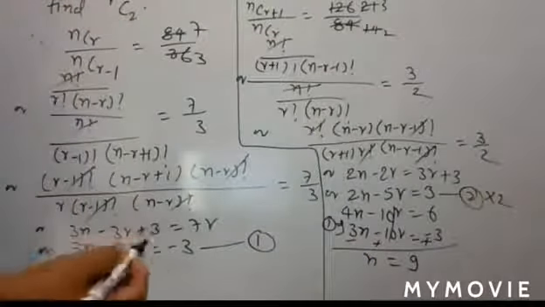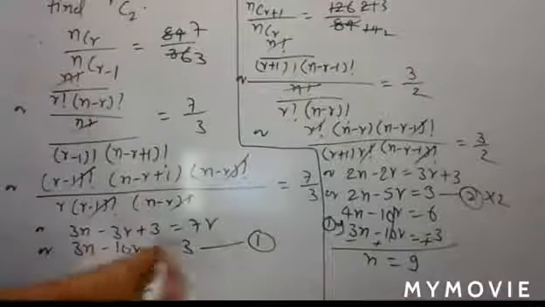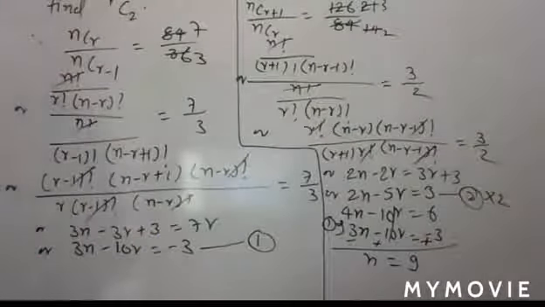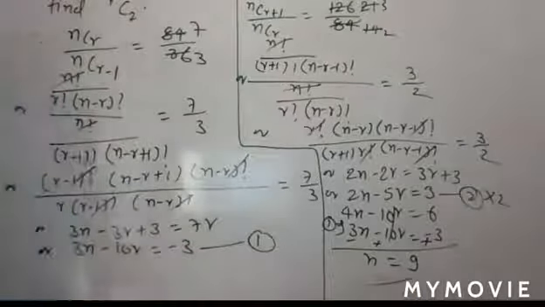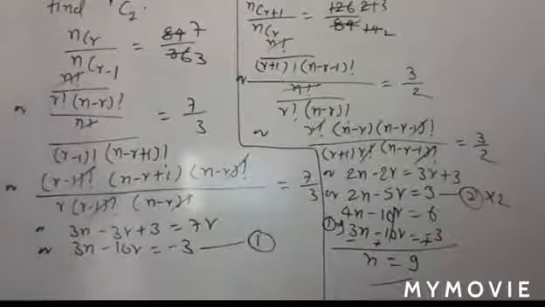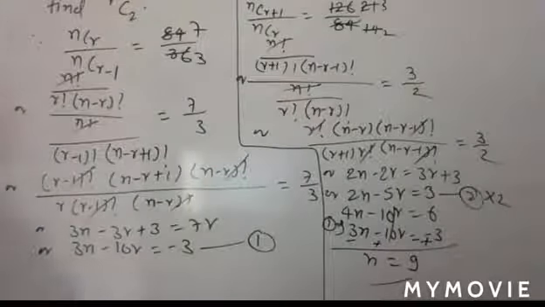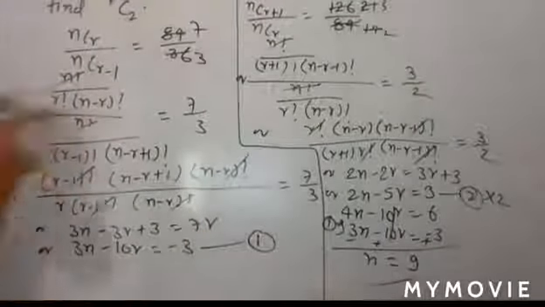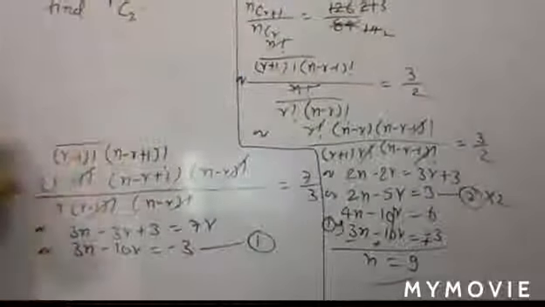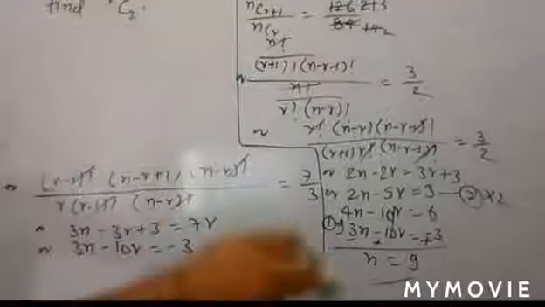Now putting that value of n in any equation, either in 1 or 2, you will have the value of r. So after that you put the value in any one of the equations, either 1 or 2, and you have the value of r. Okay, so just try to get the value of r here.